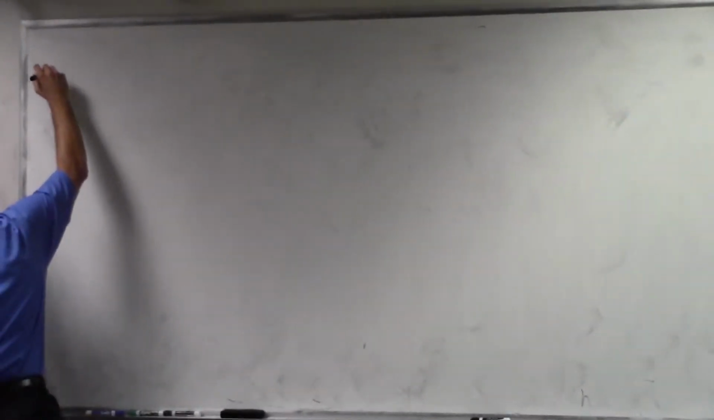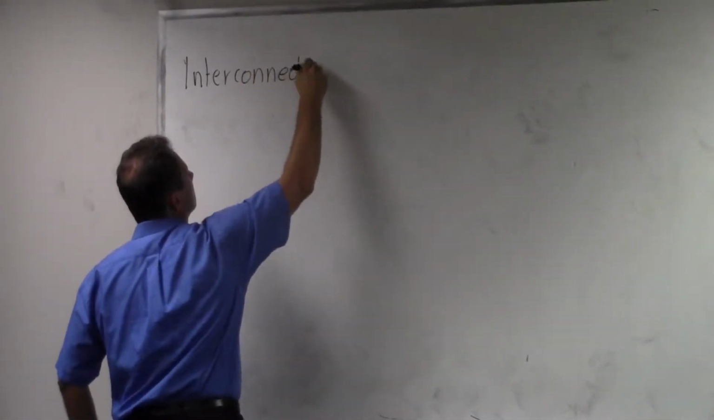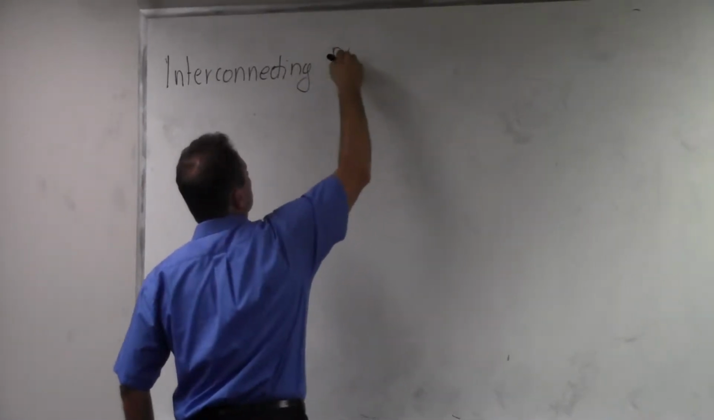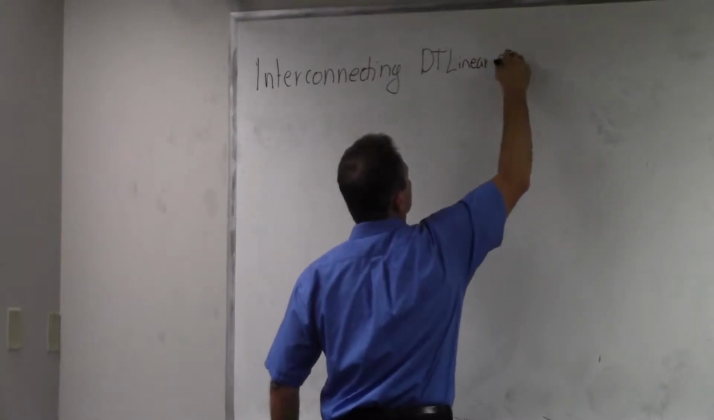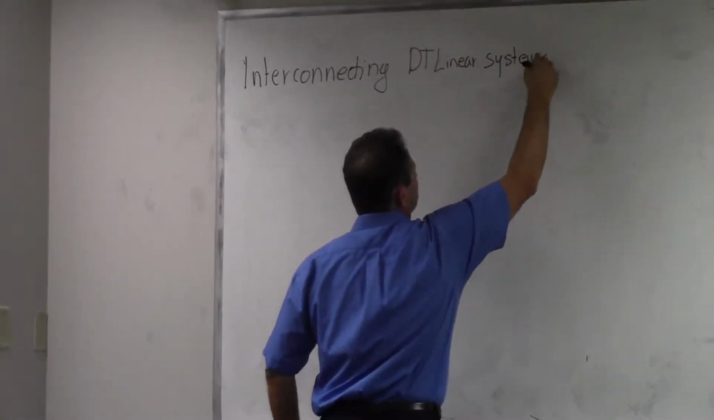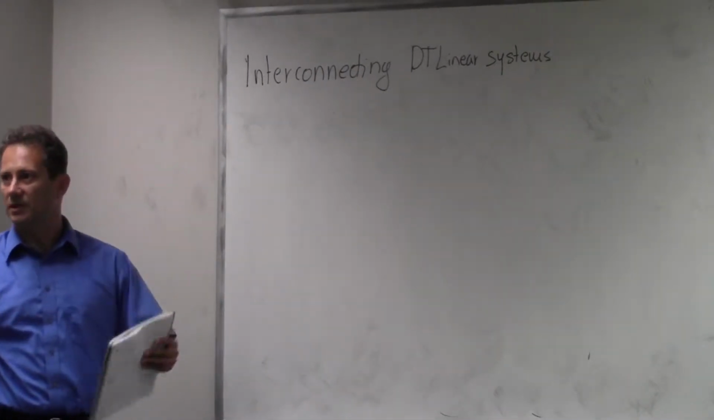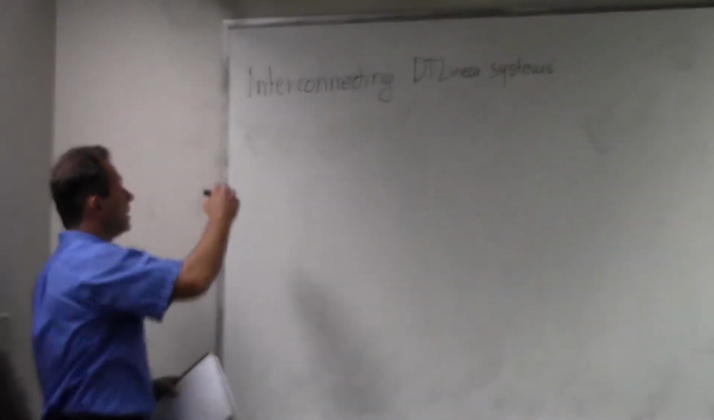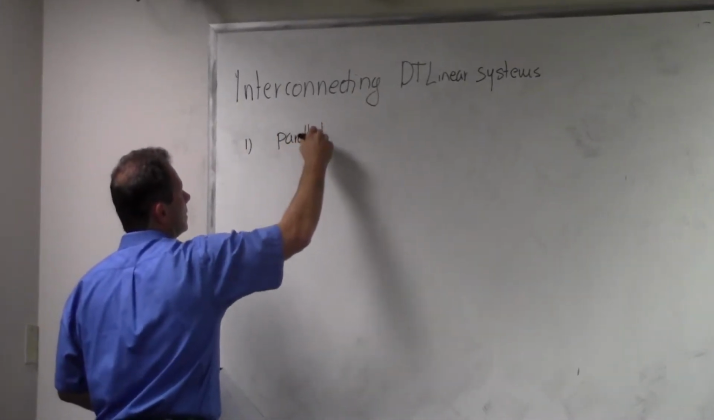So let's look at what happens when we're interconnecting discrete time linear systems. There are two basic ways you can connect two systems. One is you can put them in series, and the other is you can put them in parallel. If you have a parallel connection, this is what you're doing.